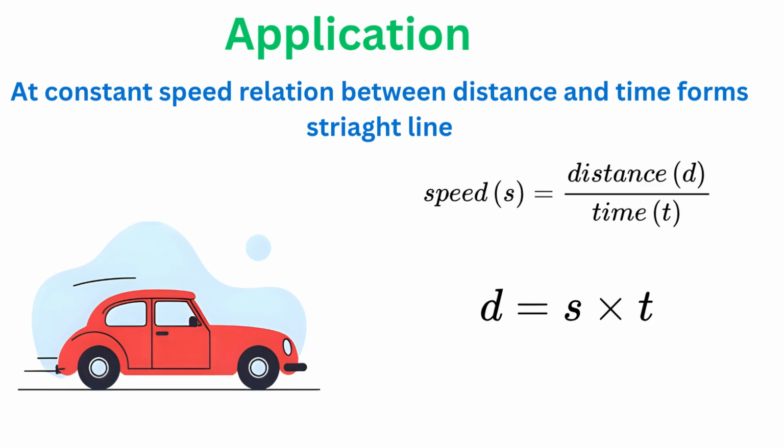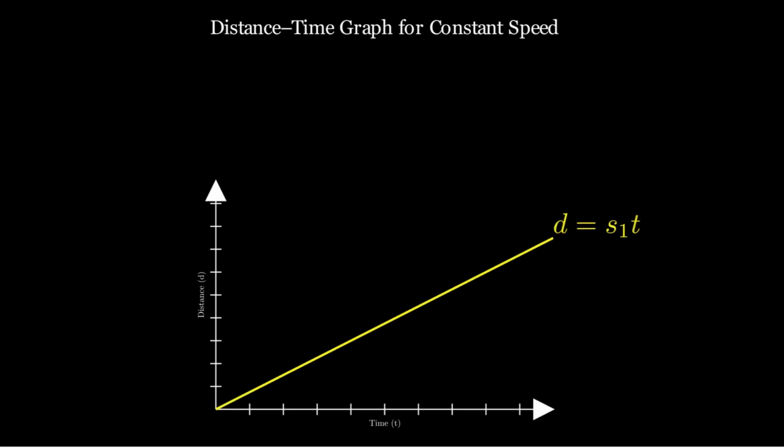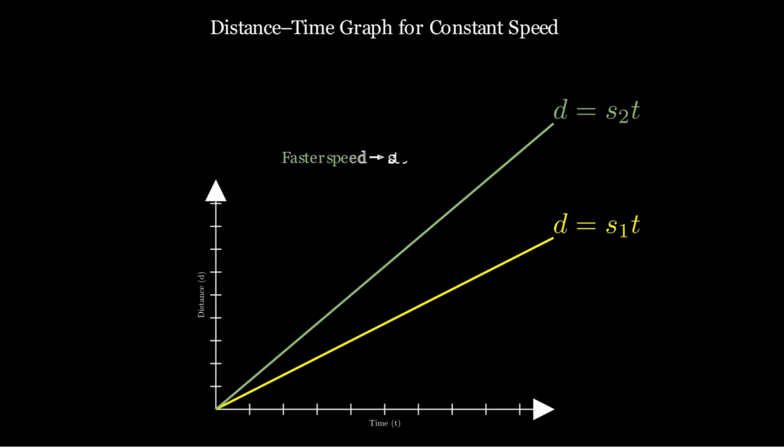If we plot distance on the y-axis, and time on the x-axis, the resulting graph is a straight line passing through the origin. That line is the visual representation of a linear function. And the slope of this line is the constant speed, so the faster the speed, the steeper the line, and the slower the speed, the gentler the slope.